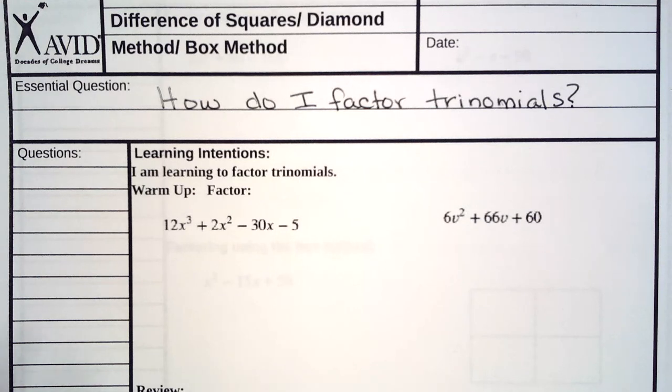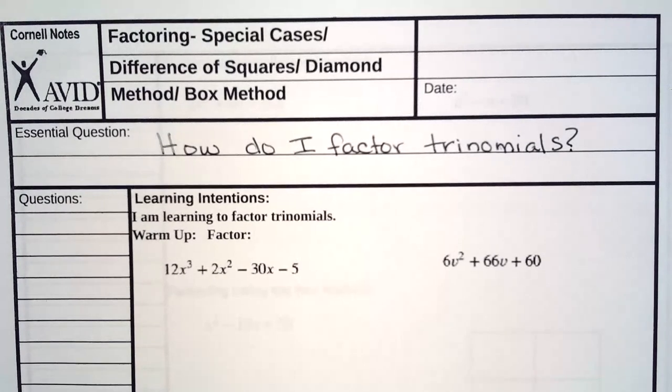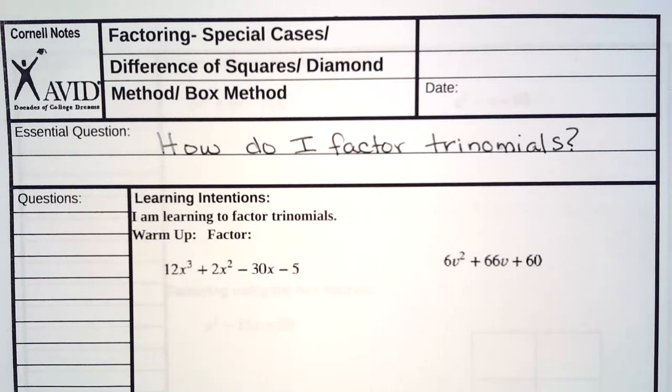Hello students, today we are looking at all kinds of factoring. The factoring special cases, difference of squares, and diamond methods are all a review. The box method is new. So, how do I factor trinomials is my essential question.